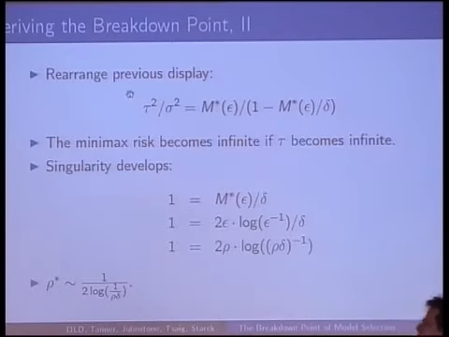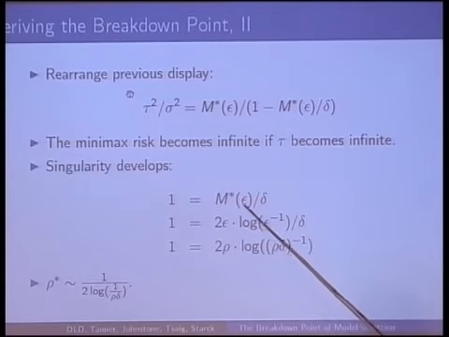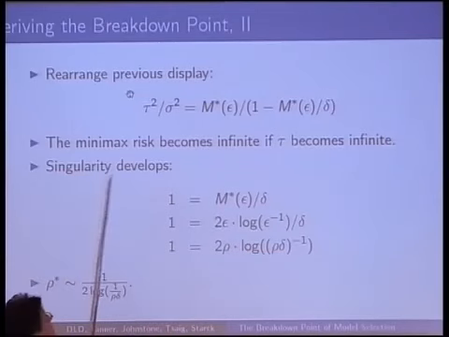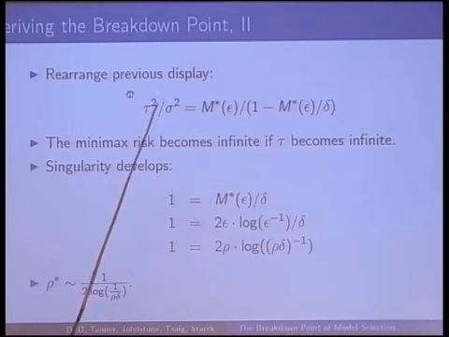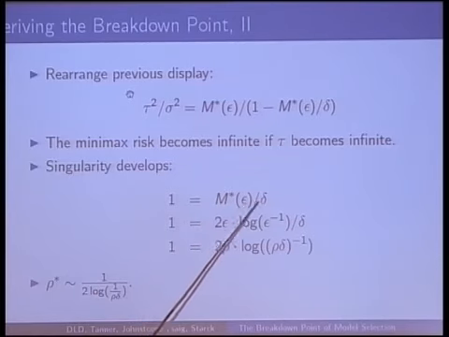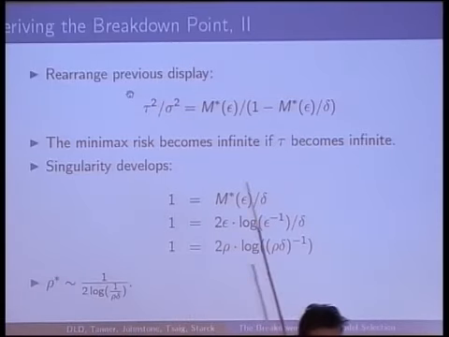If we then take that display and rearrange it a little bit and then use the asymptotic for this, we get the result that we were talking about, namely that this self-induced noise is going to blow up at a certain point where 1 is equal to this ratio. And through the asymptotics for the risk of the least favorable prior, we get that it blows up at that point.